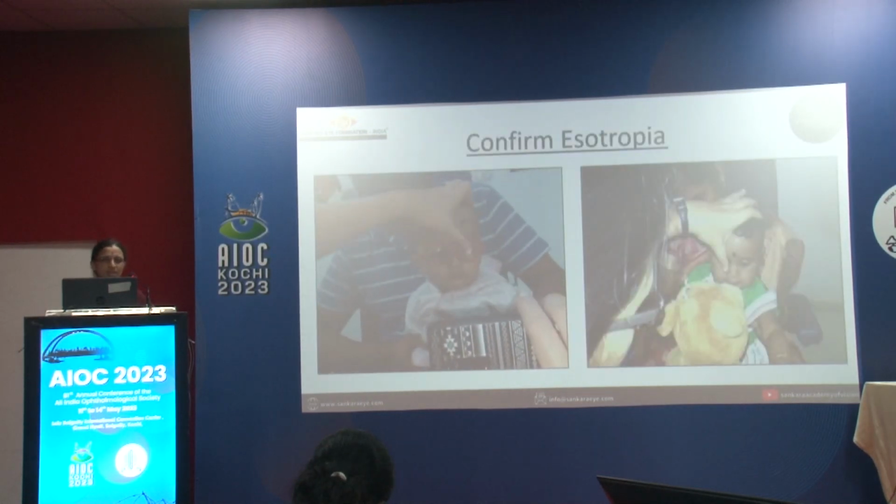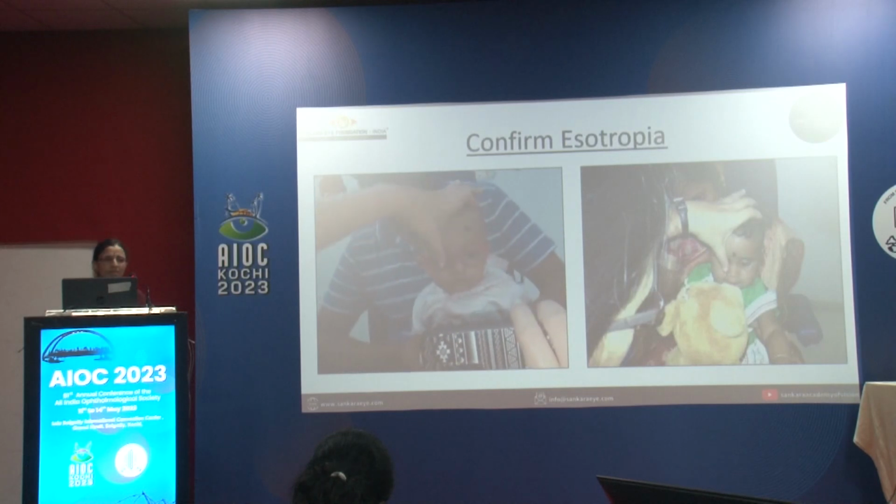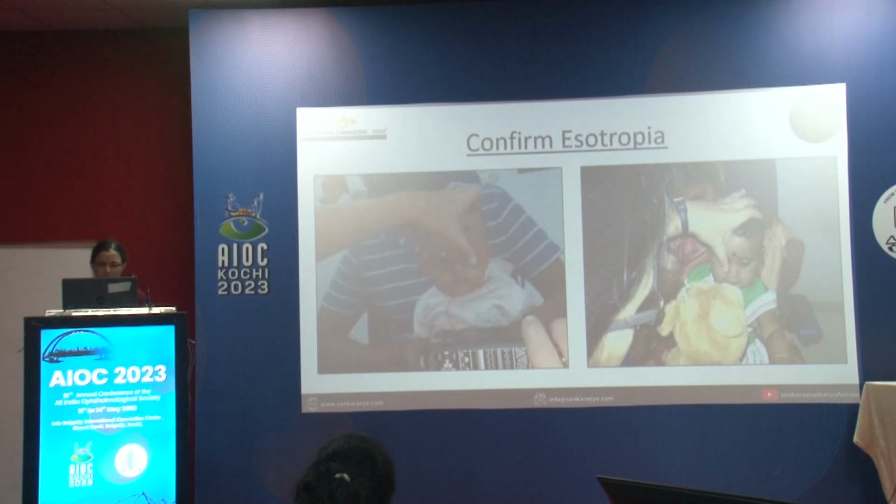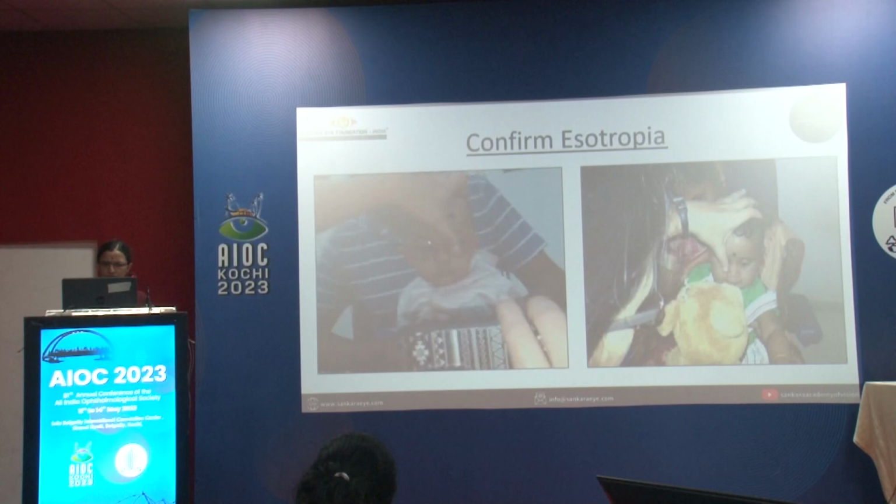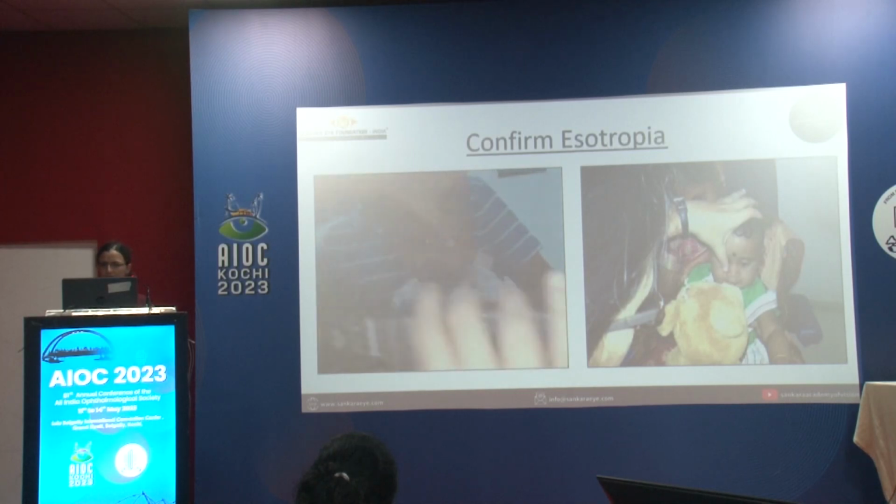So first and foremost, confirm the esotropia. However, the younger the child, always perform the alternate prism cover test. You can use any of the fixation targets you use. This child is apparently referred for the squint and the child does not have any squint.